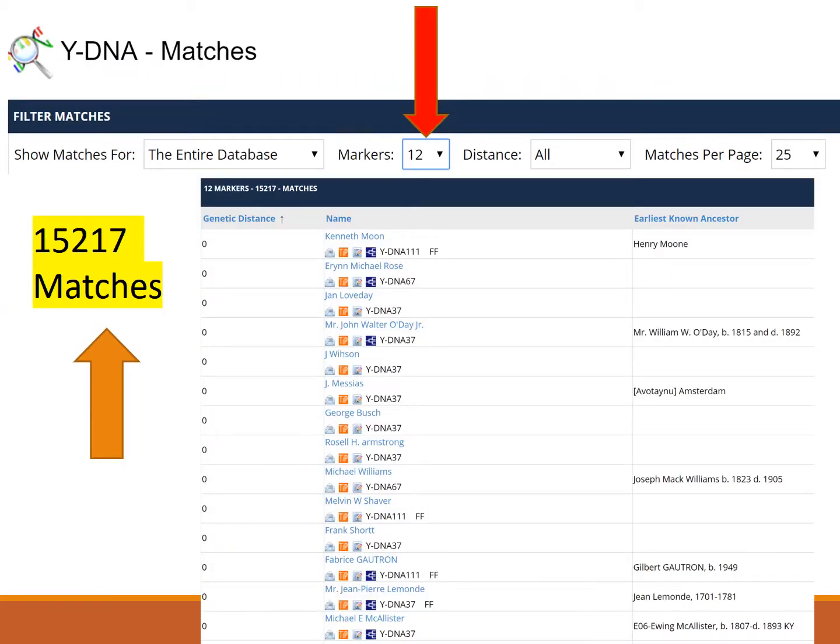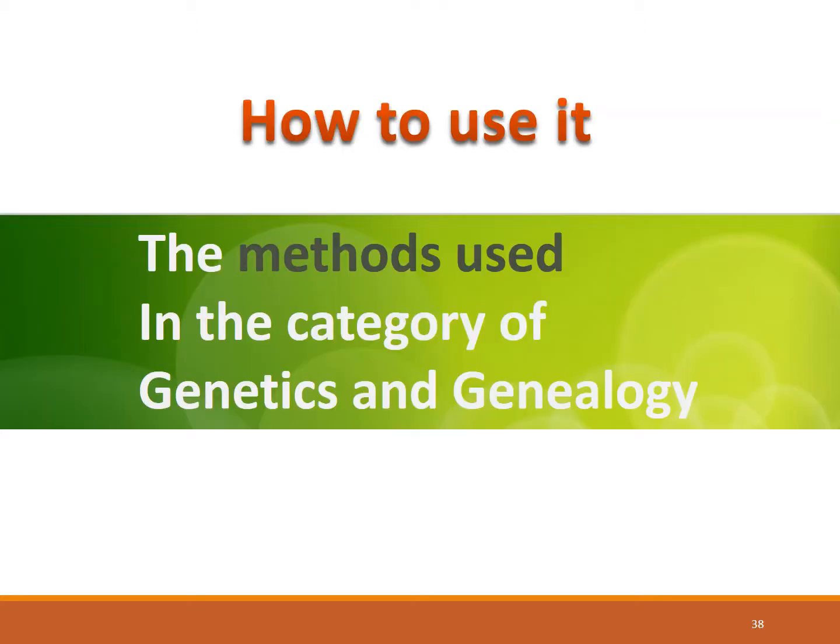You can also go down to the 12 marker test, and this is the one I recommend you do as a filter. It costs $59. It's a cheap way to get in, and you can see in my case I have 15,000 matches there. So if you don't match at the 12 marker level, you're definitely not related. So you need to go back and pick another person to put in your sample, because you want to have several people that match here at the 0 genetic distance at 12 markers before you spend any more money on testing them.